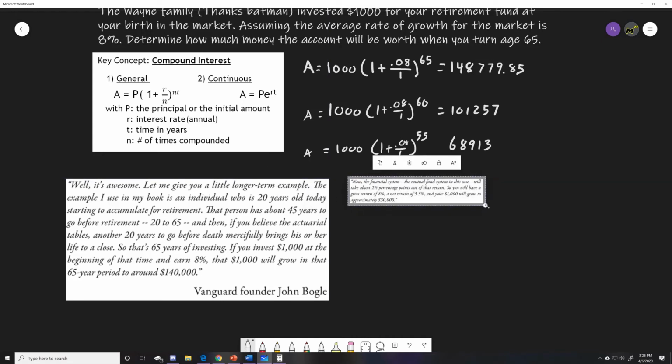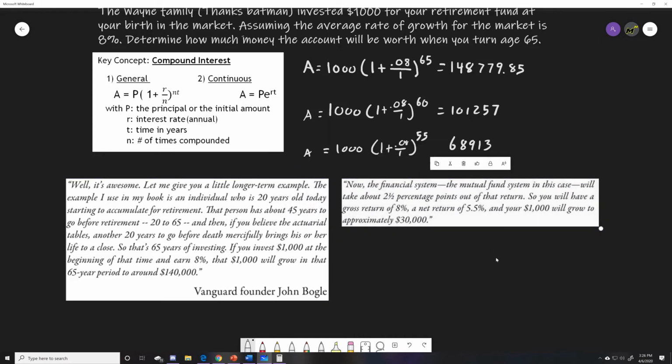So now the financial system, the mutual fund system, in this case, will take about 2.5% points out of that return. So you'll have a gross return of 8%, a net return of 5.5%, and your 1,000 will grow to approximately $30,000. That is nothing. 65 years is a really long time just for you to have $30,000 later in life.